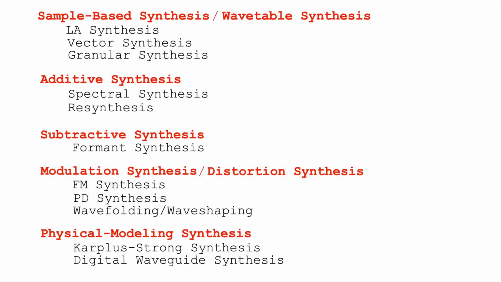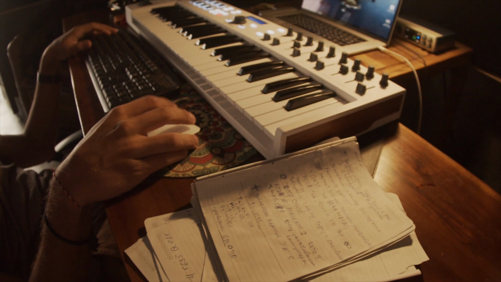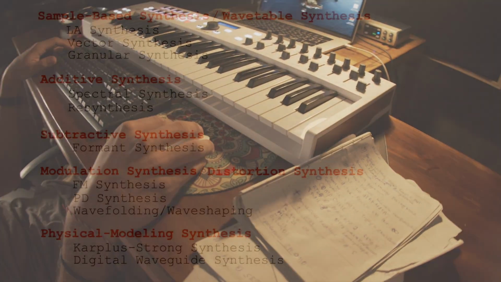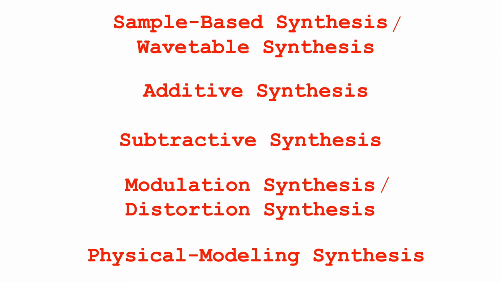Well, having fewer categories, or at least acknowledging that some of these synthesis techniques are highly related, might help people who are just getting started, and even help those of us with more experience better conceptualize what's happening and help us to innovate. I want to advocate here for 5 large categories of synthesis: sample-based and wavetable synthesis, additive synthesis, subtractive synthesis, modulation and distortion synthesis, and physical modeling synthesis.